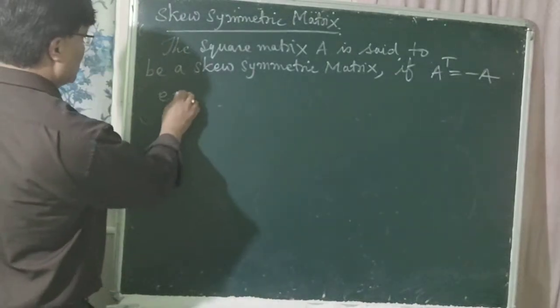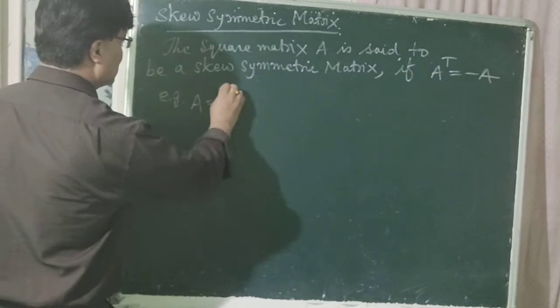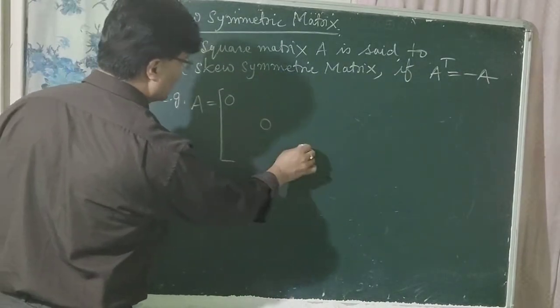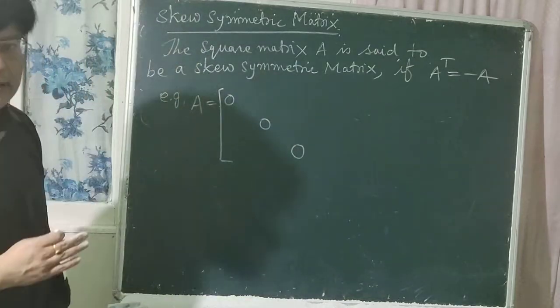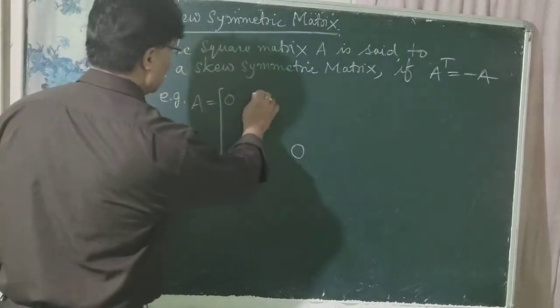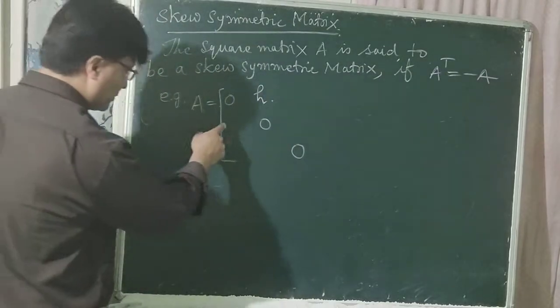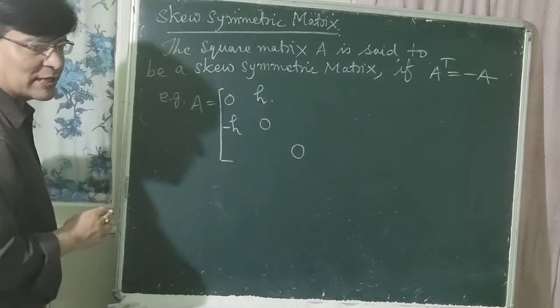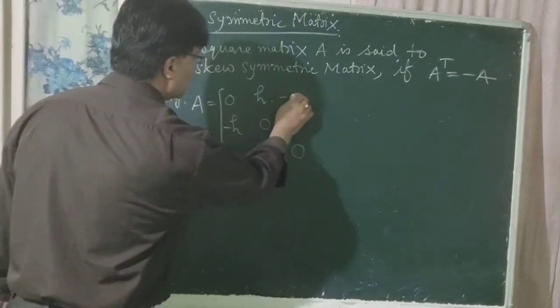As for example, suppose the square matrix A is given as, suppose the leading diagonals should be 0. All the elements in the leading diagonal should be 0 always, right? Suppose this is H. You should write here minus H. If it is H, you have to write on the opposite side here, minus H. Suppose this is minus Z.